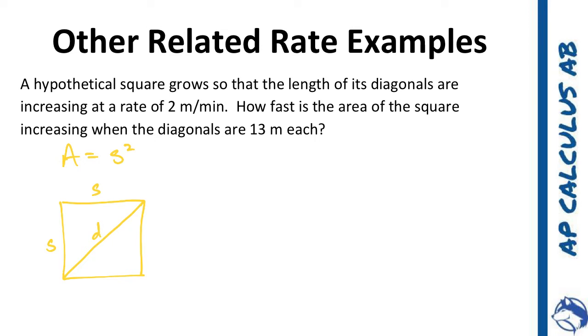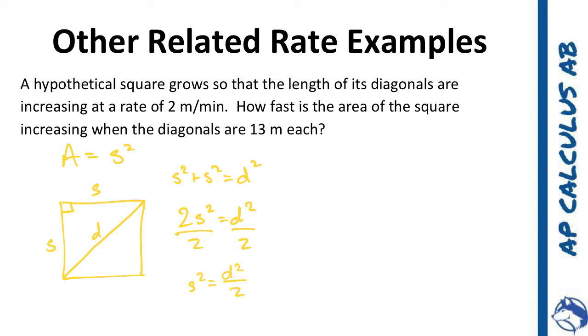So if I wanted to figure out the area of a square with respect to a diagonal, well, I need to solve for my S here. So using the Pythagorean theorem, I know that S squared plus S squared has to be equal to D squared. So now I want to solve for my S here. So S squared plus S squared is 2S squared. So I divide by 2, and basically what I'm getting is side squared is D squared over 2.